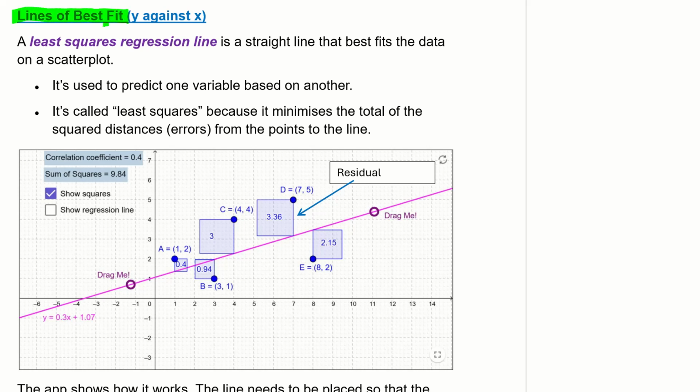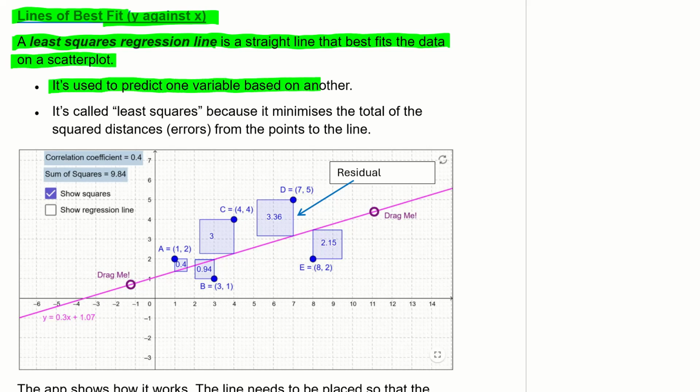Lines of best fit, y against x. A least squares regression line is a straight line that best fits the data on a scatter plot. It is used to predict one variable based on another. When we're doing y on x, or y against x, it would be a missing y value that we predict using an x value that we know.